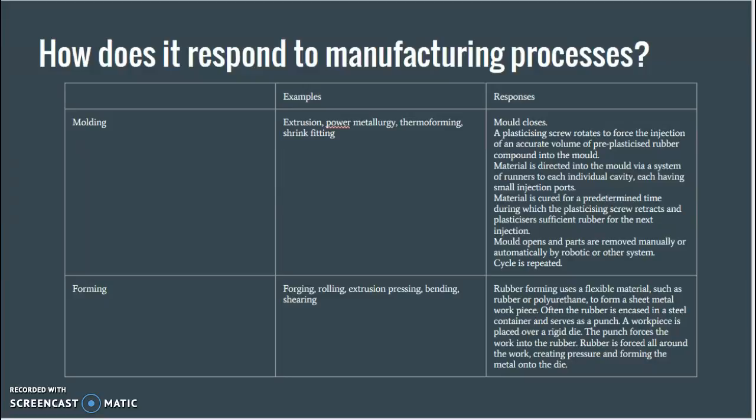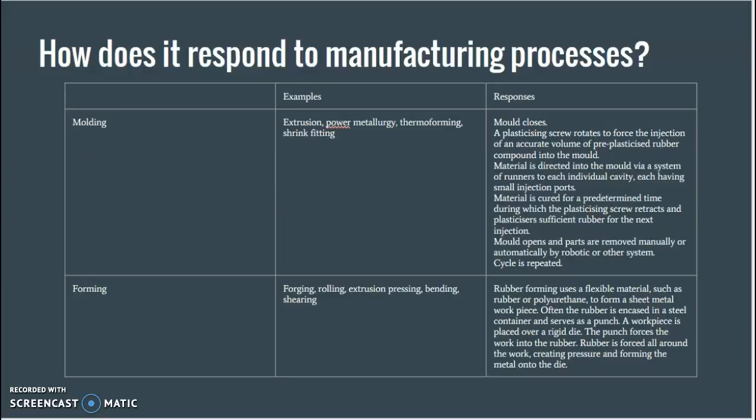The next manufacturing process of rubber is forming. Examples of forming include forging, rolling, extrusion, pressing, bending, and shearing. Rubber responds to the manufacturing process of forming by using a flexible material such as rubber or polyurethane to form a sheet metal workpiece.